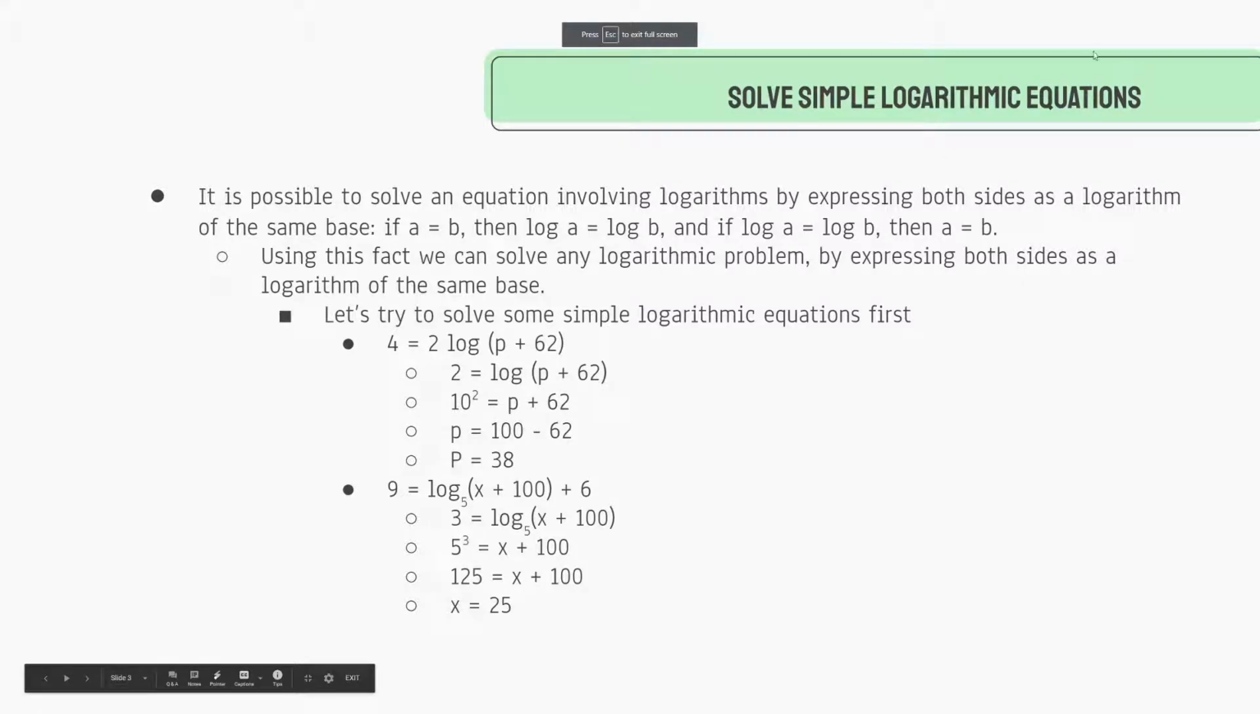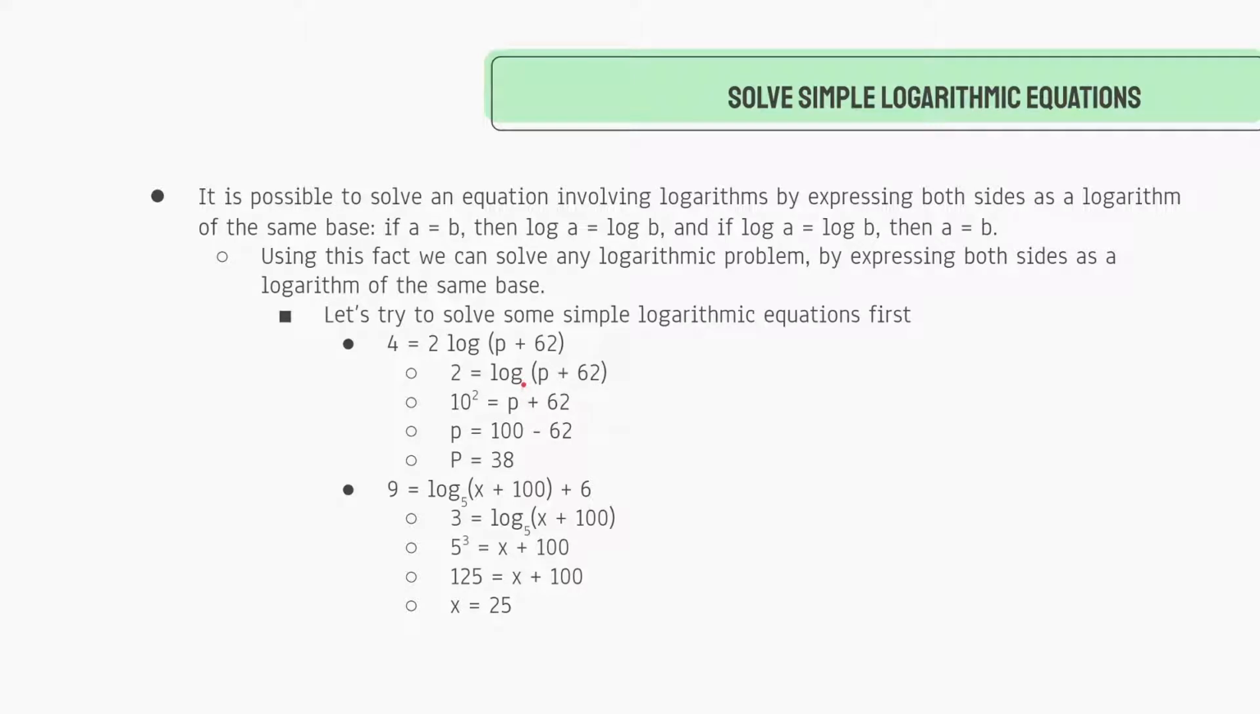So our first example is right here: 4 equals 2 log of p plus 62. Immediately, what we could do is divide both sides by 2, because we know 4 is divisible by 2. So dividing 4 by 2, we get 2, and on this side, we would get log of p plus 62. Now, we can, for example, rewrite this as an exponential equation, right?